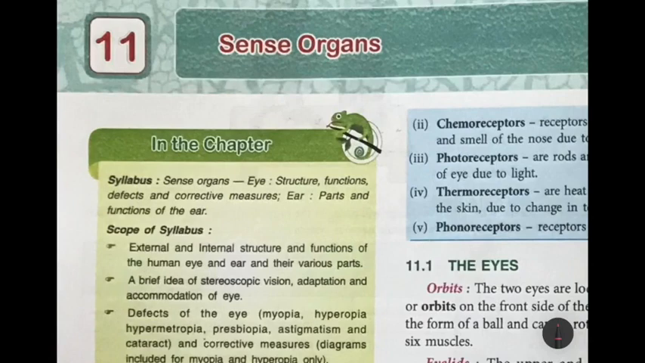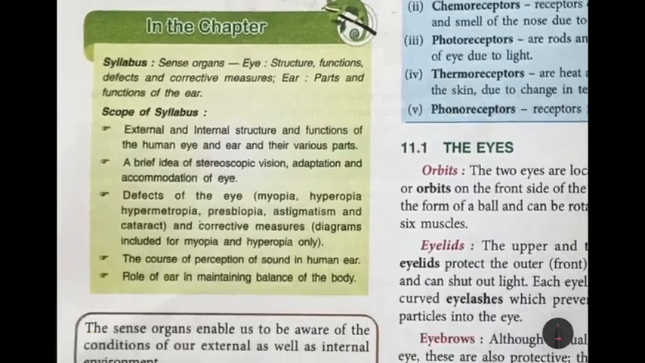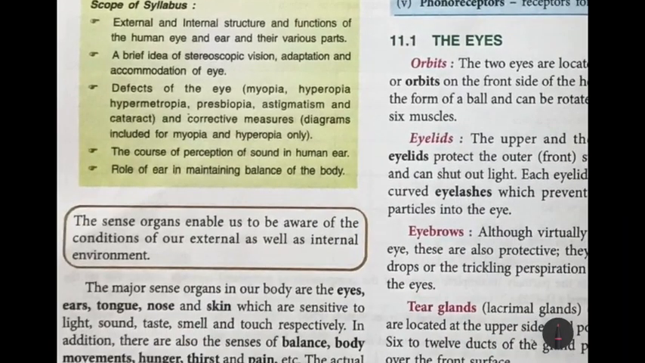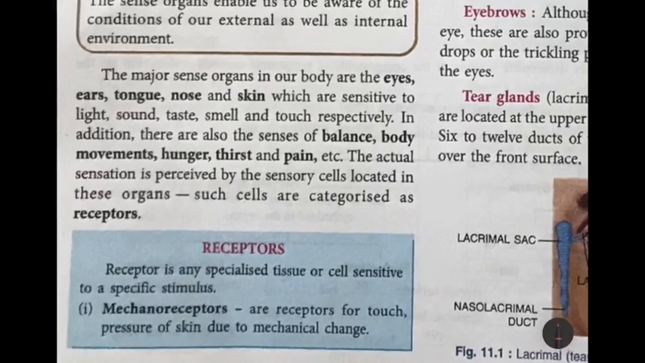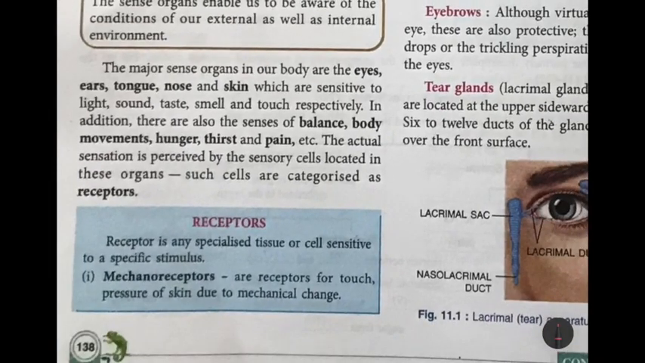Today, we will start with a new chapter, sense organs. The sense organs help us to be aware of the different conditions of not only our external environment but of our internal environment as well. The main sense organs in our body are the eyes, which are sensitive to light, ears, which are sensitive to sound, tongue, which is sensitive to taste, nose, which is sensitive to smell, and skin, which is sensitive to touch.